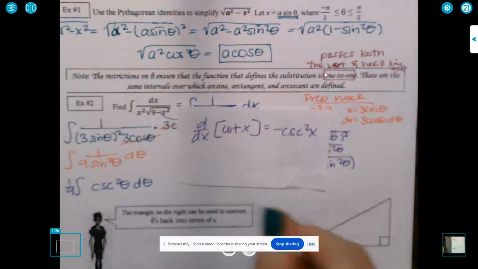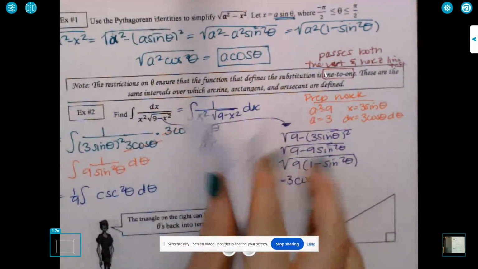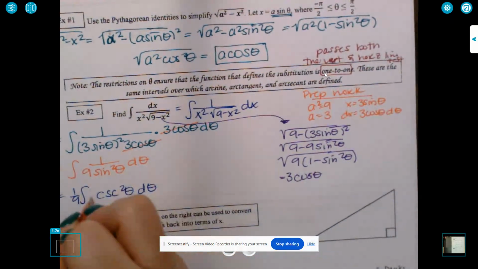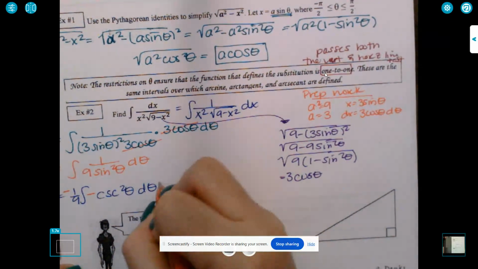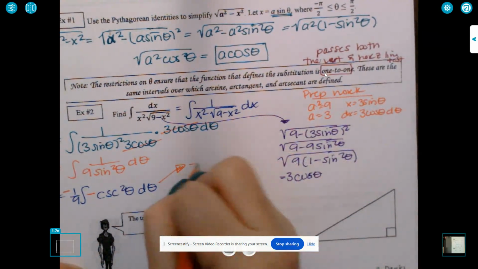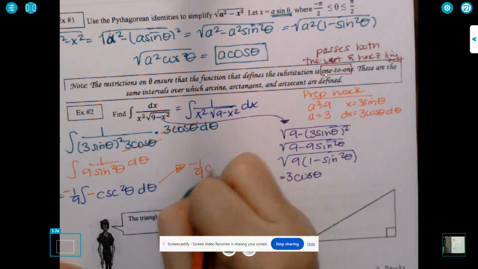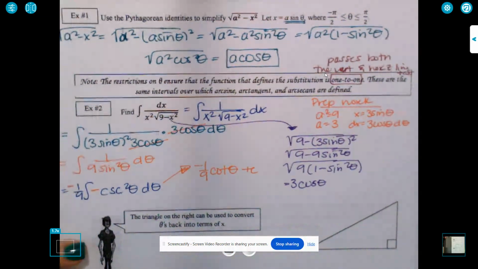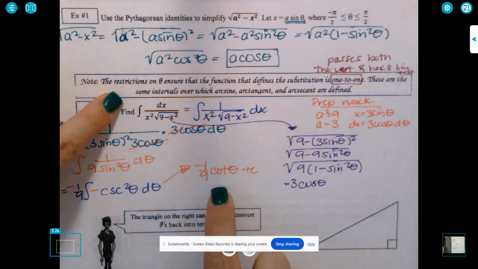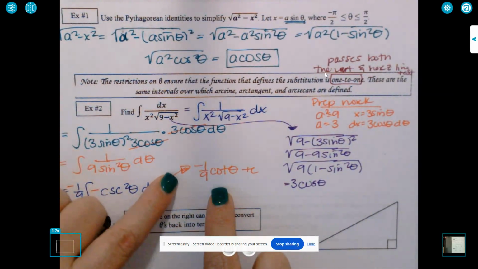So we're going to go to cotangent, but the problem is we don't have this negative. But remember, we can make that negative there. Just pop a negative on the inside, pop a negative on the outside. So then if I take the antiderivative from there, that's going to get me to negative 1/9 cotangent theta plus c. Okay, so that is my antiderivative of my original problem.